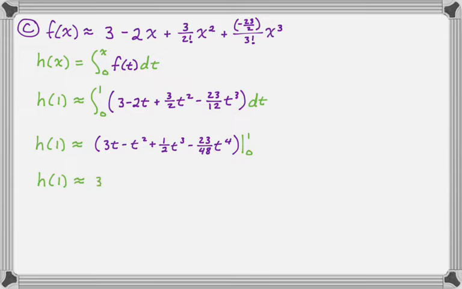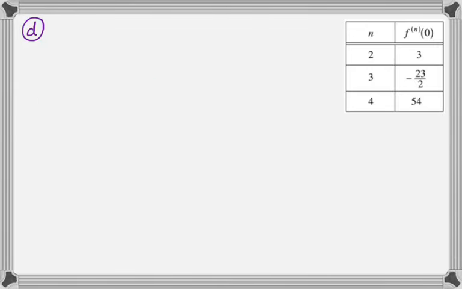So now when you plug in 1, all the t's just go away. When you plug in 0, it zeroes everything out. So that's going to be my approximation for h of 1. I'm actually not going to simplify that one because that seems like it'd be annoying and we don't have to. So I am going to move on to part D. All right, so part D, I'm bringing the table back because it's a long one.